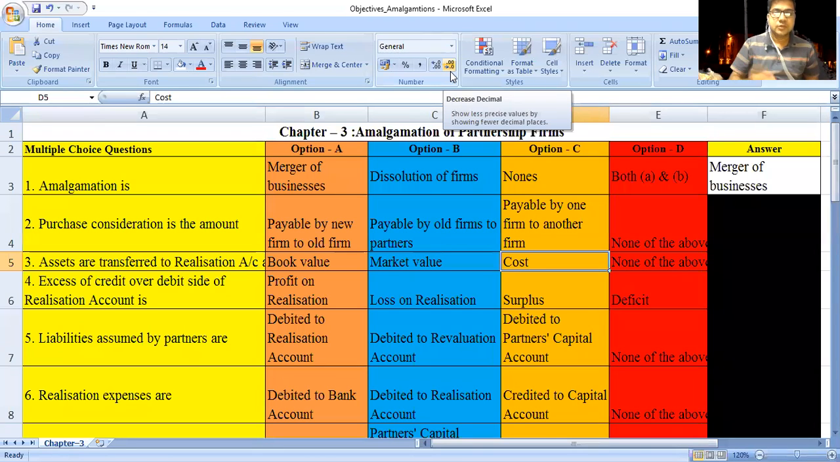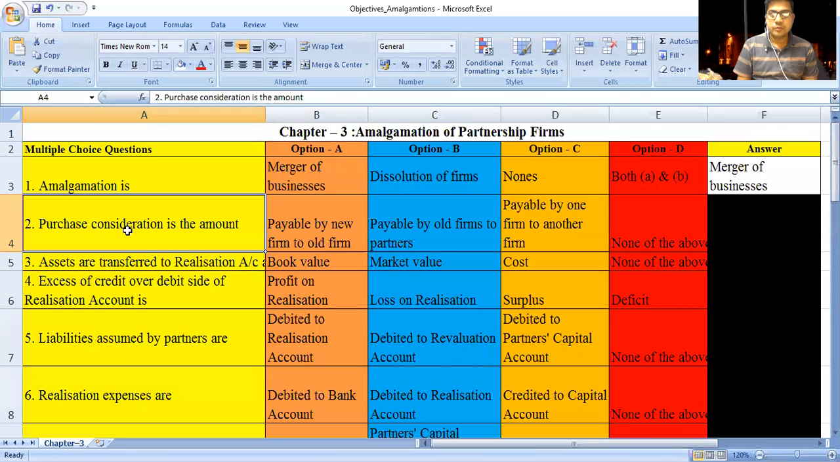Now, friends, next question. Purchase consideration is the amount: option A, payable by new firm to old firm. Option B, payable by old firm to partners. Option C, payable by one firm to another firm. And option D, none of the above. What will be the answer?